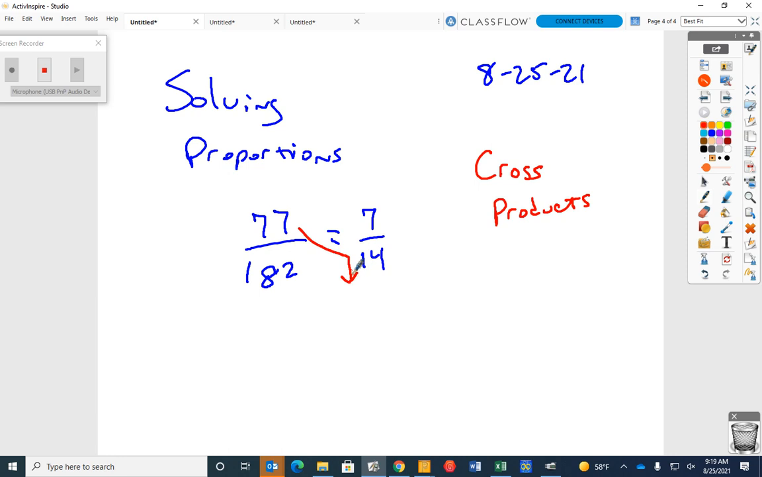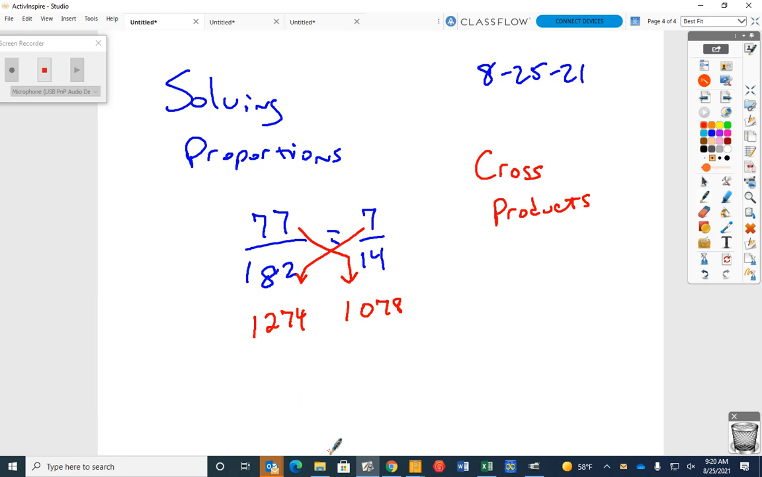Somebody with a calculator, tell me what 77 times 14 is. Jace, what'd you get? 1,078. Now do the same thing on the other side. What's 7 times 182? What'd you get, Emma? 1,274. Now, do those 2 numbers equal each other? No. They're not even that close.